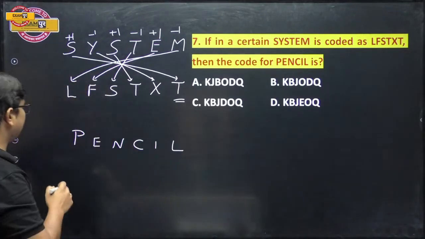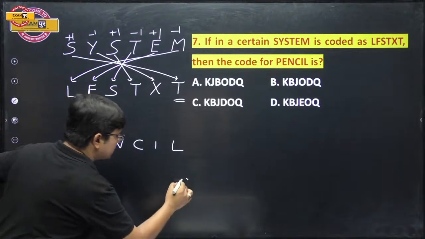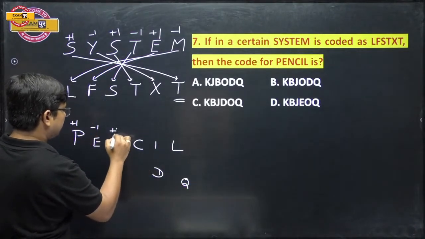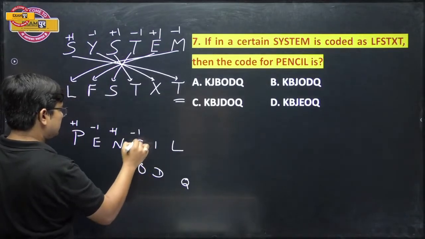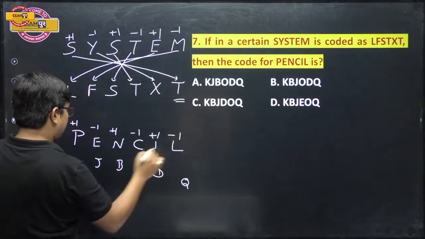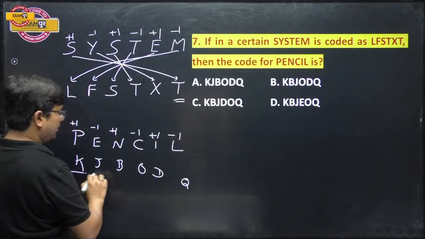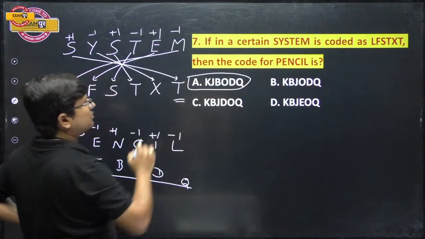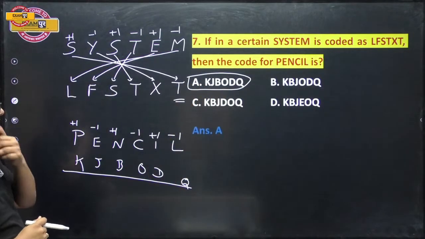Fine. So similarly, P plus 1 is Q. E minus 1 is D. N plus 1 is O. C minus 1 is B. I plus 1 is J. And L minus 1 is K. K, J, B, O, D, Q. Answer is option number A.